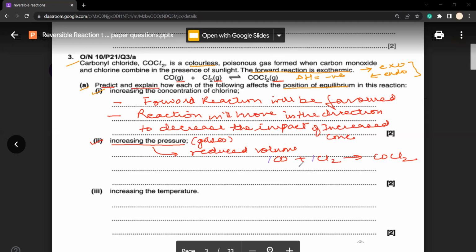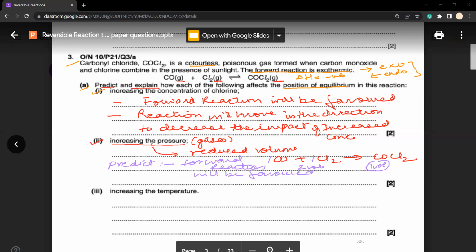The 1 plus 1 makes it 2 moles or 2 volumes, and here we have 1 volume or 1 mole. So it says that an increase in pressure will favor the side with the reduced volume. So 2 volumes or 1 volume, the reduced one is the 1. So I will be predicting that the forward reaction is going to be favored. The forward reaction will be favored, right?